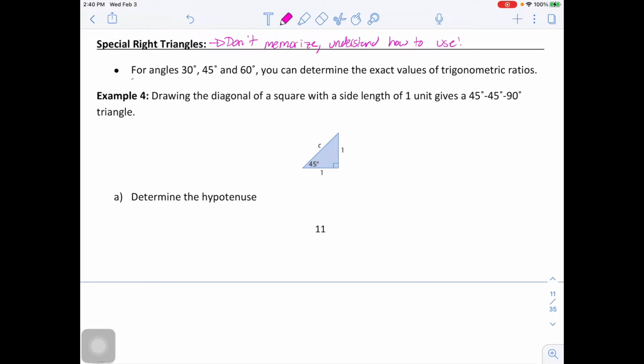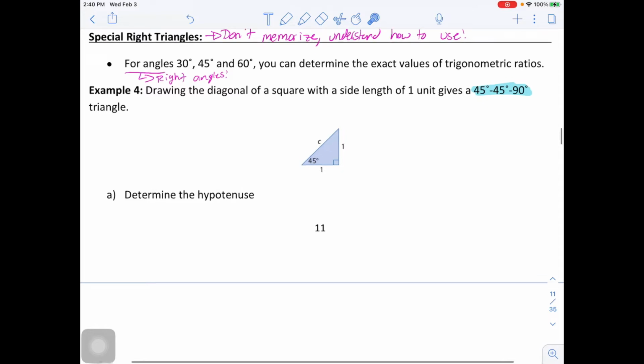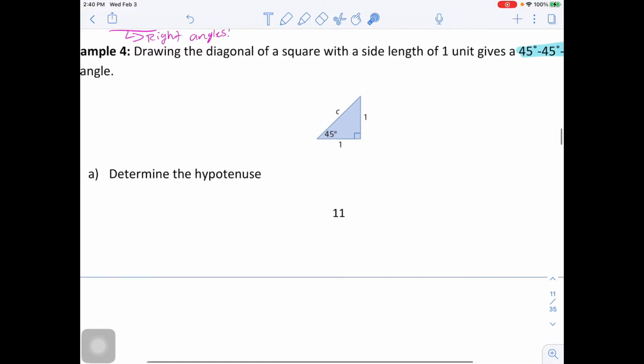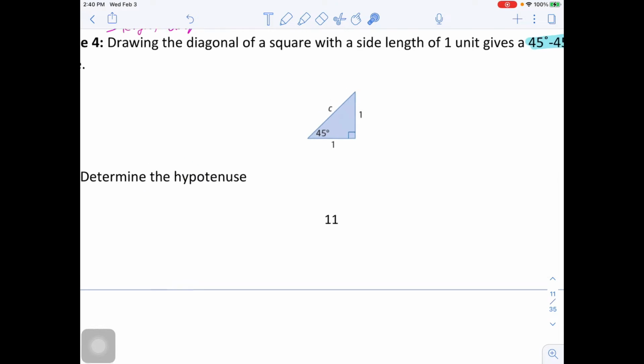And this is whenever you have, this should say, for right angles. So they get special names. One is the 45, 45, 90 degree triangle, okay? And why is it special? So, drawing the diagonal of a square with a side length of 1. Here we have a square with side lengths, and then we are drawing the diagonal between those two things. So this is your first special triangle. The first thing is, let's determine the hypotenuse here.